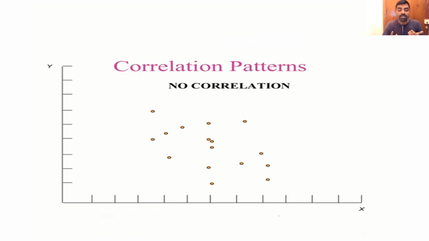No correlation means there is no relation between two variables. Say, for example, education and a person who is becoming sage. It may not be true. So if there is no relationship between variable 1 and variable 2, then automatically we call it no correlation.